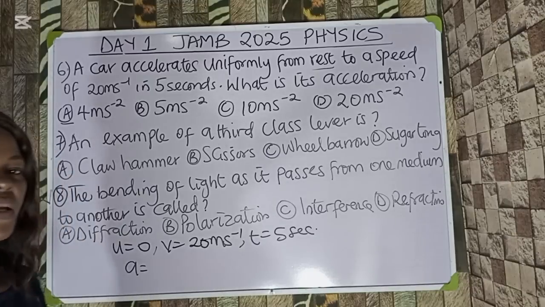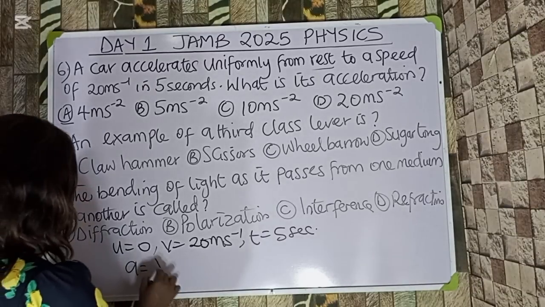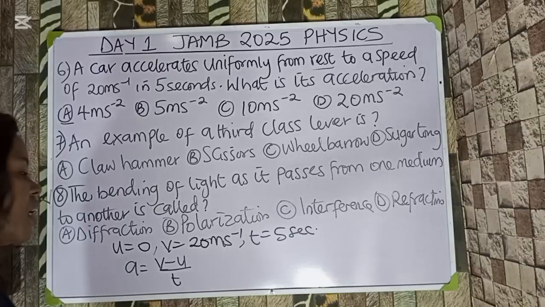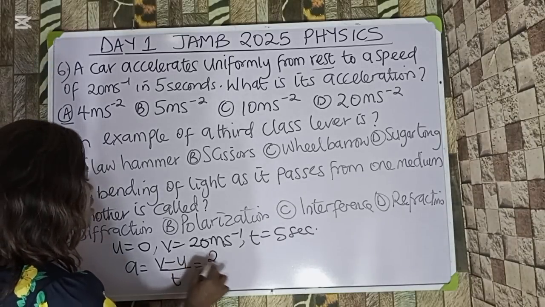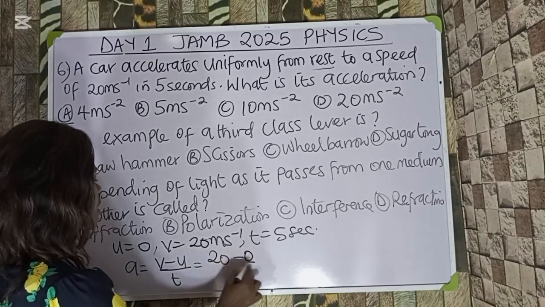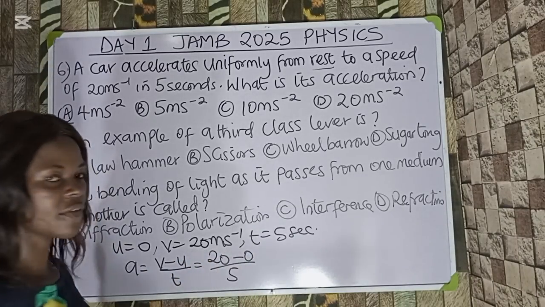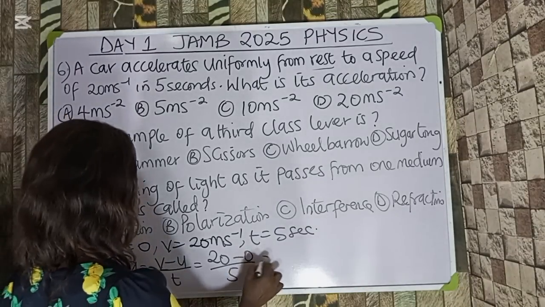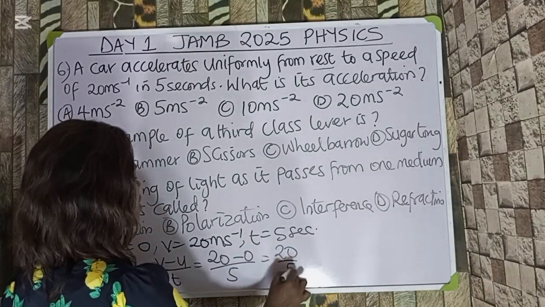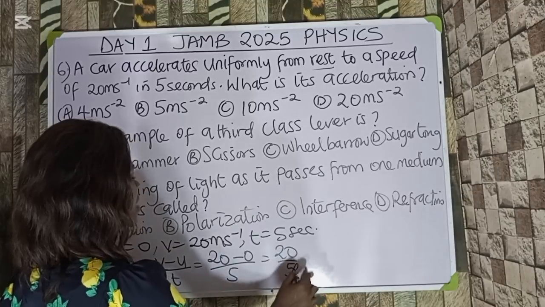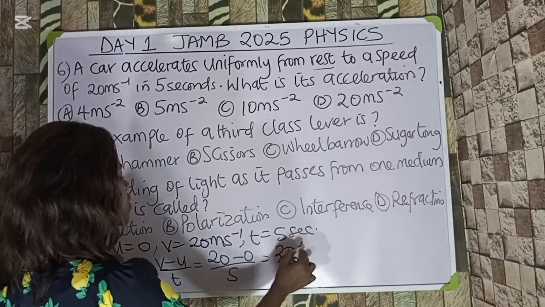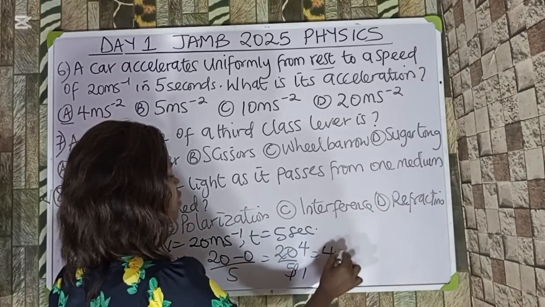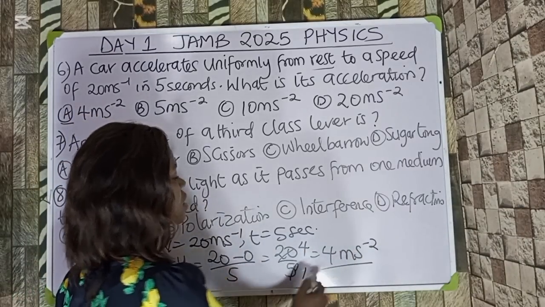Okay, now if you remember that acceleration is equal to v minus u over t, right? Now let us put the parameters we have. This is 20 minus 0 divided by 5, of which you know that 20 minus 0 is 20. So this is equal to 20 over 5. Then when you divide this, it is going to give me 4. So the answer becomes 4 meters per second squared.